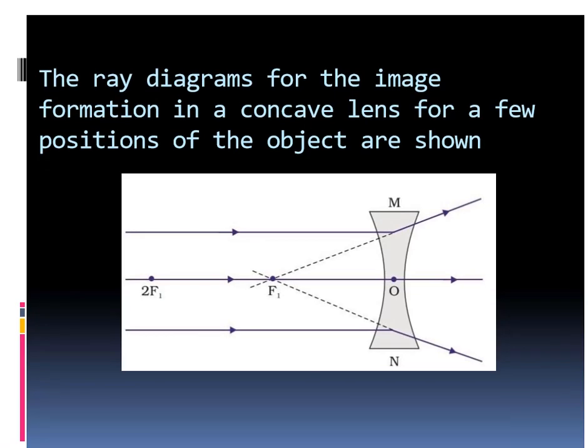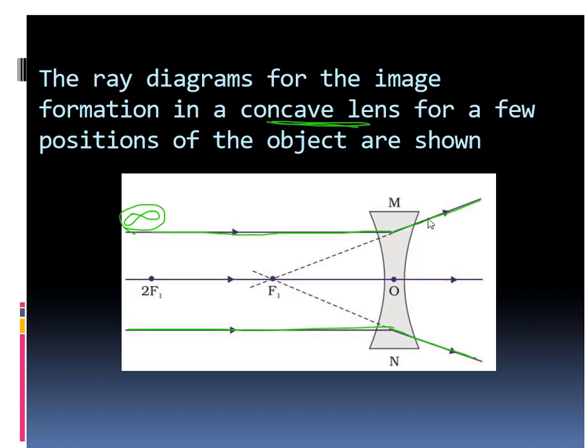Okay. Now ray diagram for the image formation in a concave lens for a few positions of the objects are shown. So we have already covered the ray diagram in case of convex lens. Now we'll see the ray diagram in case of concave lens. So here we consider the object is placed at infinity. So these are the rays of light which are passing, and these rays will meet the concave lens at different points. And as we know that the concave lens is also known as diverging lens, so these rays of light will diverge from each other.